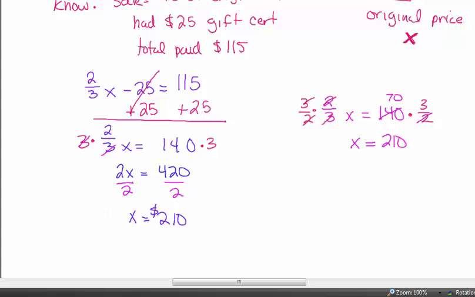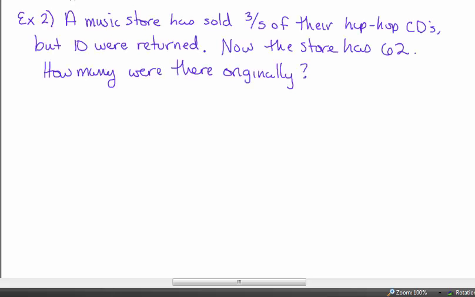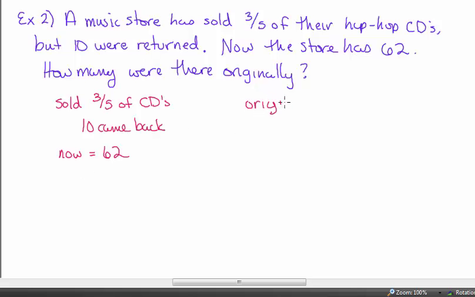Let's do 2 more word problems because we really want to work on breaking those down and pulling out the important information. Okay, so we're going to write this one down. A music store has sold 3/5 of their hip hop CDs. So they sold 3/5 of CDs. But 10 were returned, so 10 came back. Now the store has 62. And we want to know how many did they have originally?